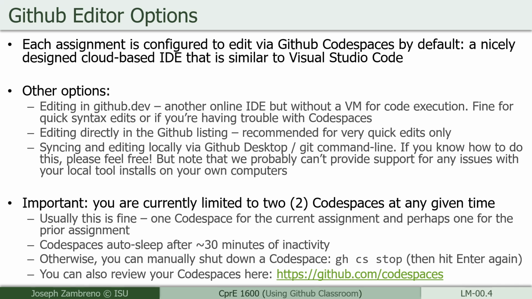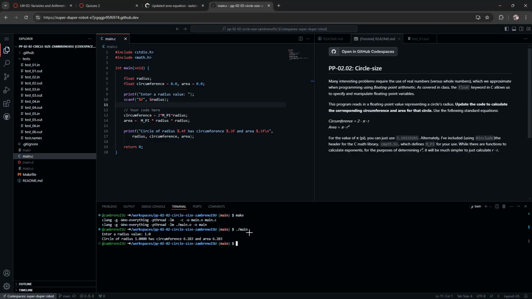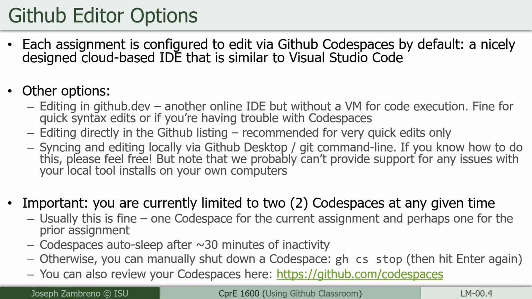There are some other options when you look at the editing options within GitHub itself. There's github.dev, which is another online IDE, which is nice. What it doesn't provide is everything in the bottom half of the screen. There is no terminal available there. It is just an editor. If you have something very quick you want to change, maybe consider using it. Otherwise, you should just use Codespaces if it's working for you.